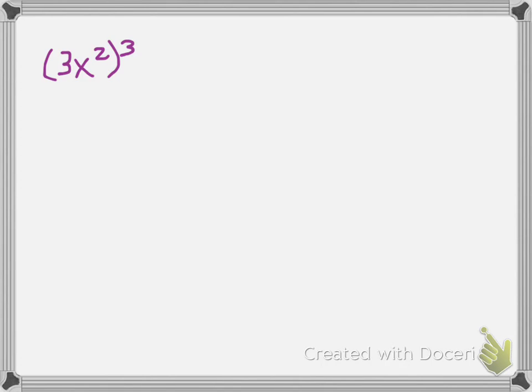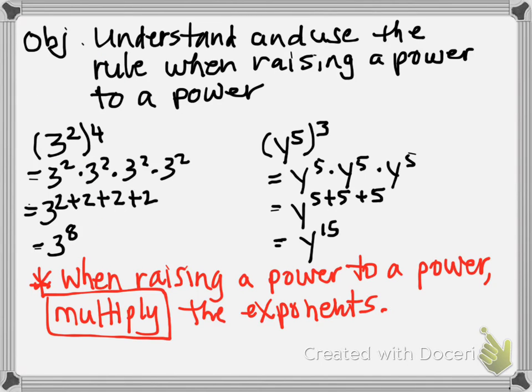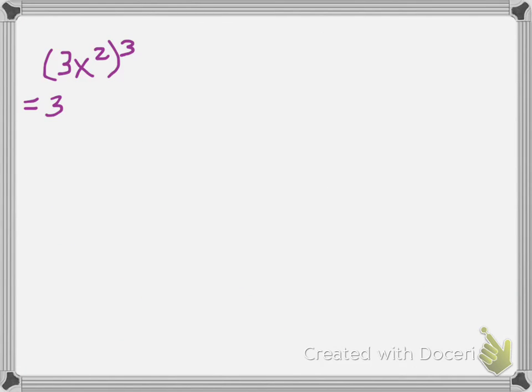So what does 3x squared cubed mean, Jonah? What would I write? No, let's just go back to the beginning like we did here, where we had 3 squared to the 4th power means 3 squared times 3 squared times 3 squared times 3 squared. Do that same thing here. So what does 3x squared, that quantity cubed, mean? 3x squared times 3x squared times 3x squared. Okay, so let's stop there.